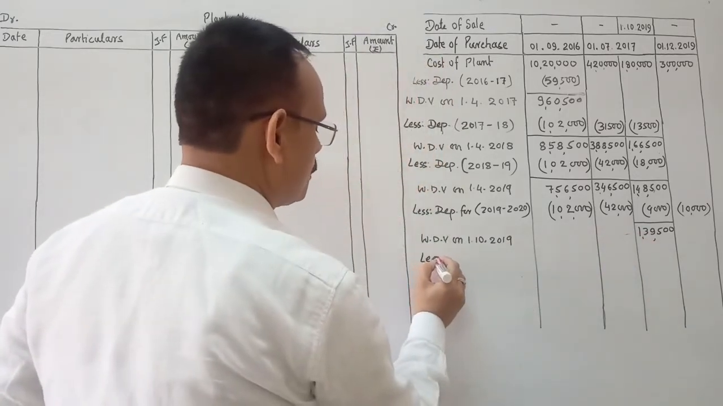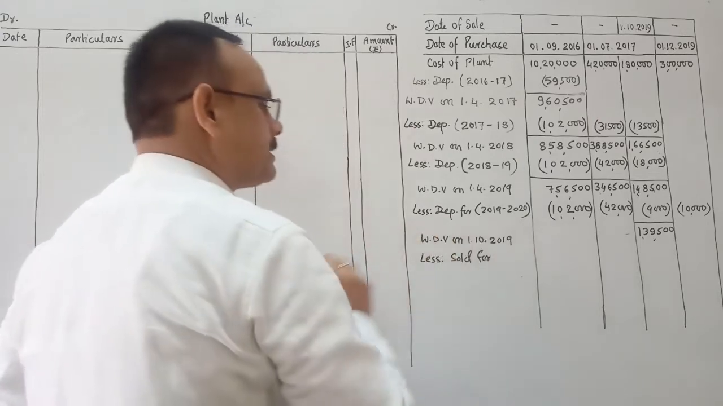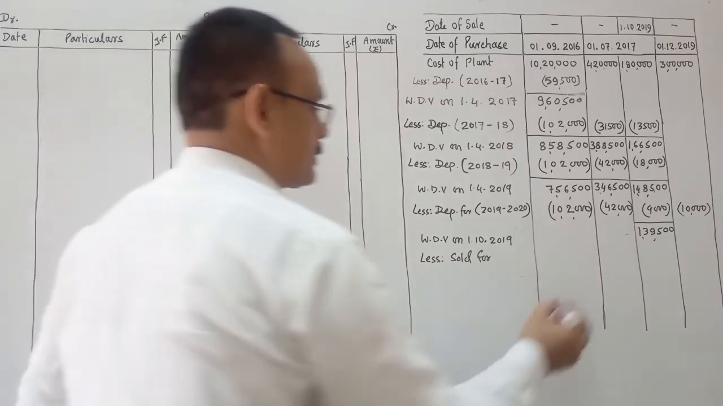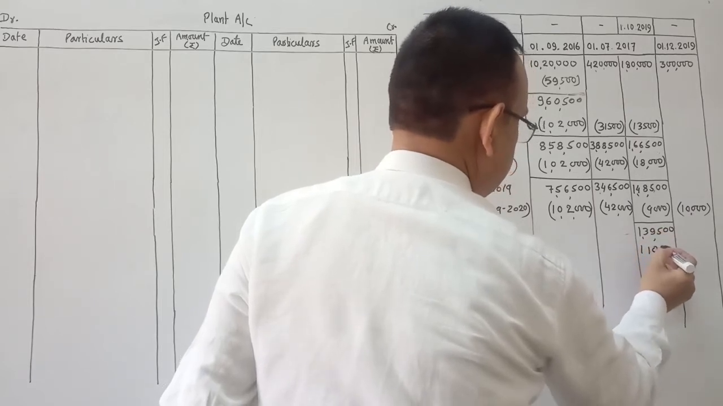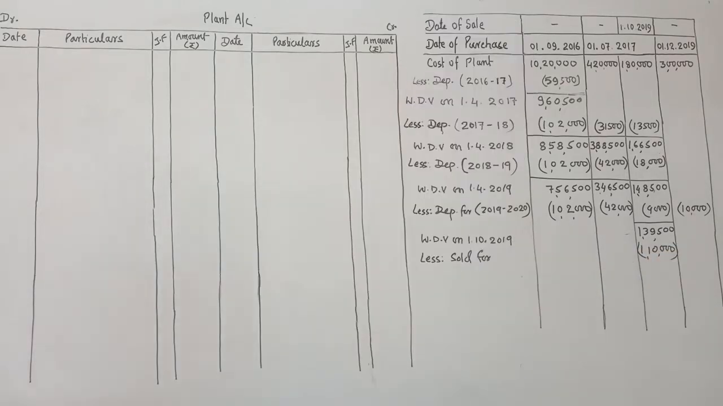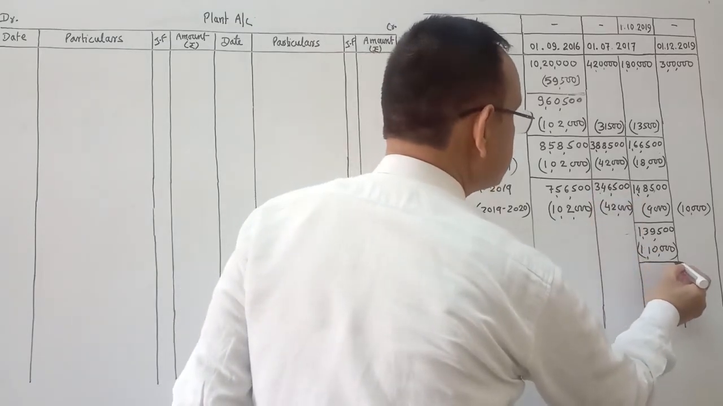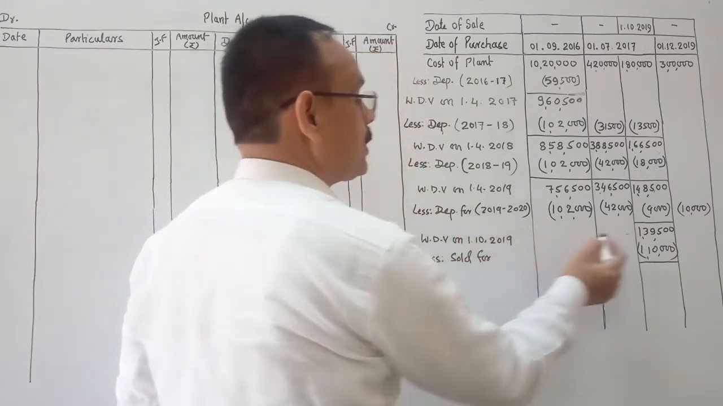This machine is sold for rupees... At what amount is this machinery sold? See the question. This machine is sold for rupees 1,10,000. So this machinery is sold for rupees 1,10,000, which is less than the written down value as on 1st October 2019.